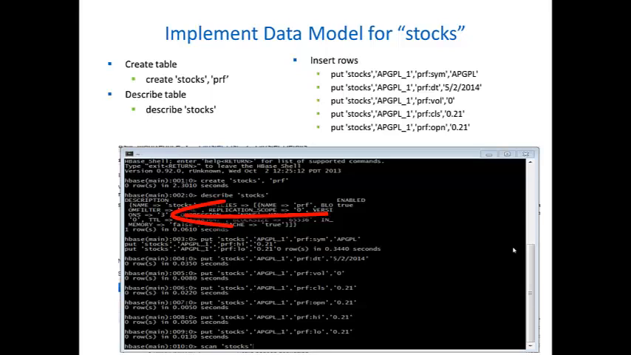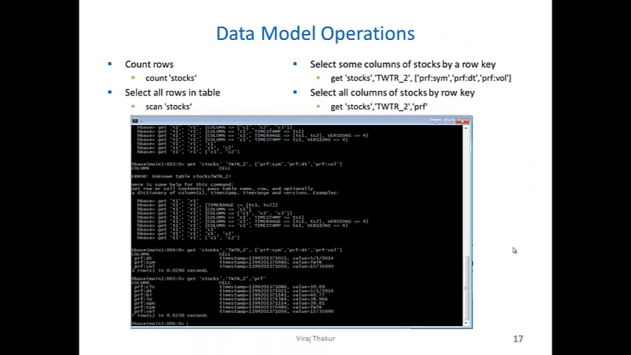The put command is an interesting command in that it does both an insert and an update. The first command, put stocks, aapl_1, inserts a row into the table stocks with a row key of aapl_1 and adds a column called sym to column family perf with a given value. There are some other commands that you can use to count the rows in a table, to select all the rows in the table, or to get a particular row out of the table with its given key value.